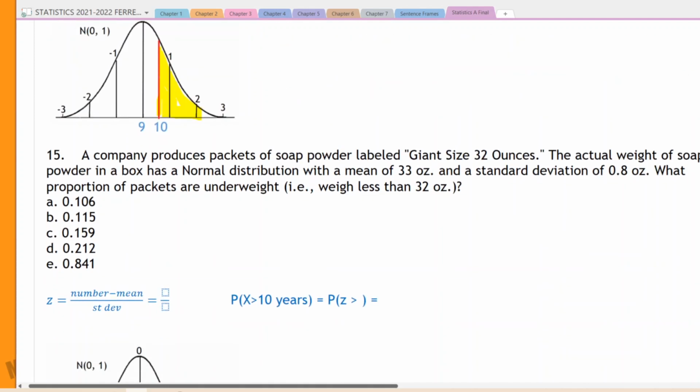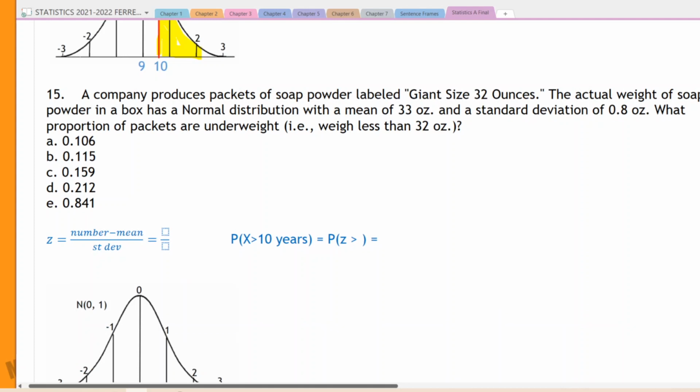Moving over to number 15, this is basically the same question, but this time we have a company producing a soap powder labeled Giant, size 32 ounces. And the actual weight of the soap is a normal distribution at 33 ounces and a standard deviation of 0.8. Now, the reason you would do that is because with a standard deviation of 0.8, you know that some of the boxes are going to be underweight, and you want to minimize the number of underweight boxes. Most consumers won't sue you if you have more than what is labeled, but they will sue you if you have less than what is labeled.